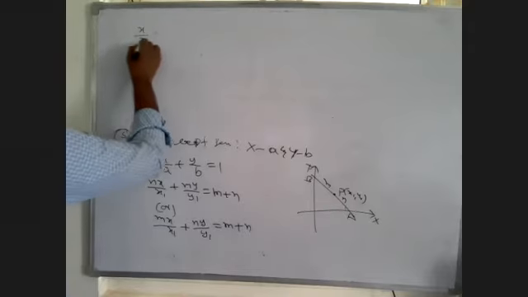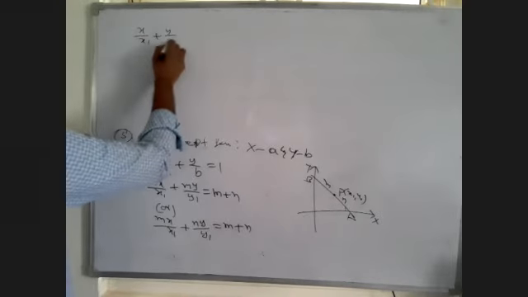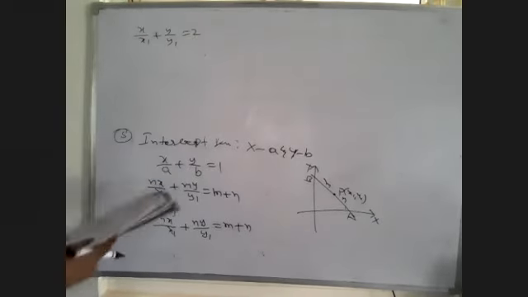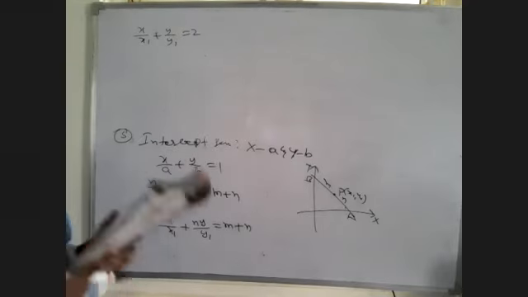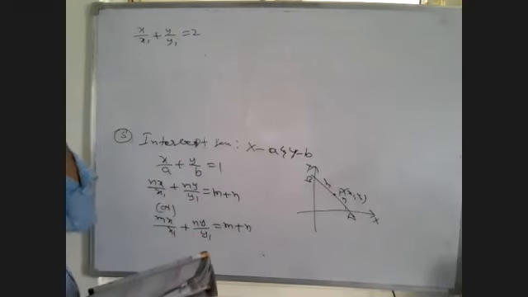x by x1 plus y by y1 is equal to 2. That is the formula.